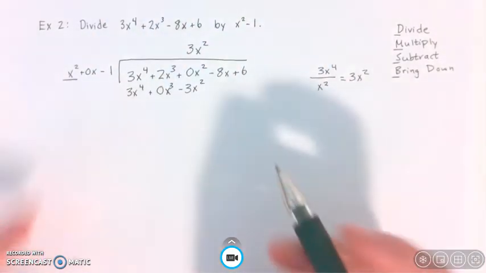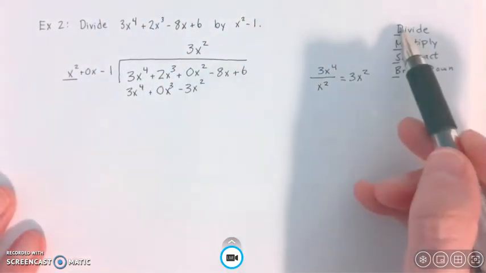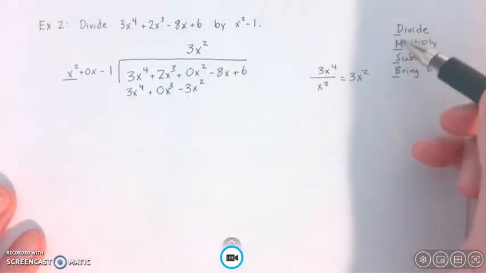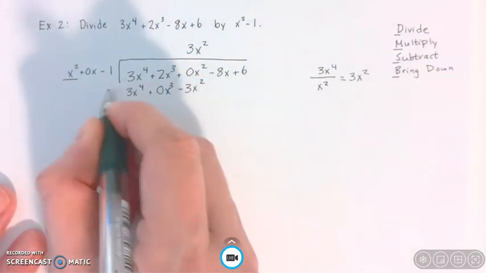And then there's nothing else to divide by. So I've divided, I've multiplied. I'm sorry, there's nothing else to multiply by. So I've divided, I've multiplied, now I'm going to subtract.